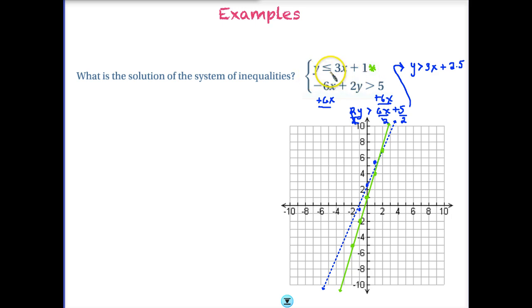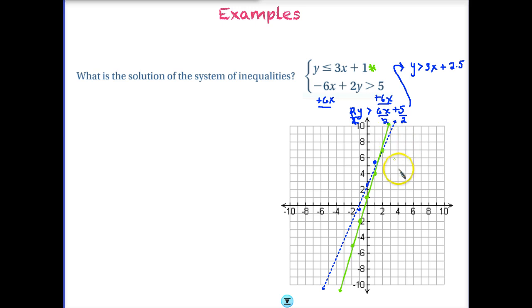I want all the y's that are going to be less than this line. So that would be all the y's down below, including the line, because it's a solid line. In my second equation here, I want all the y's that are greater than that line. So that would be above the line. So we have a very small solution area.